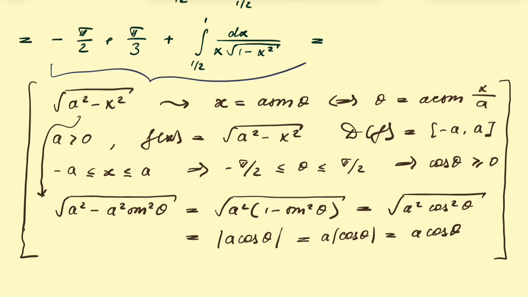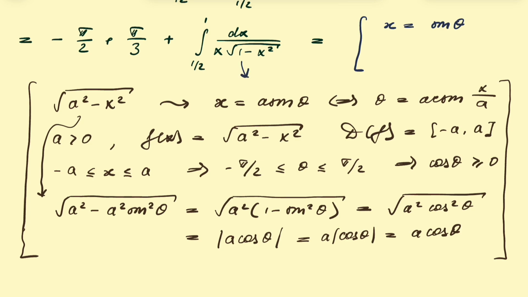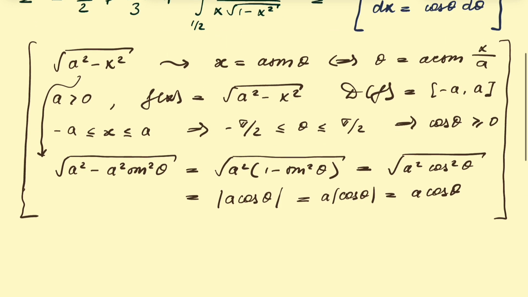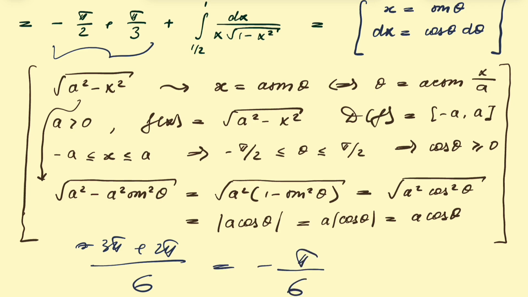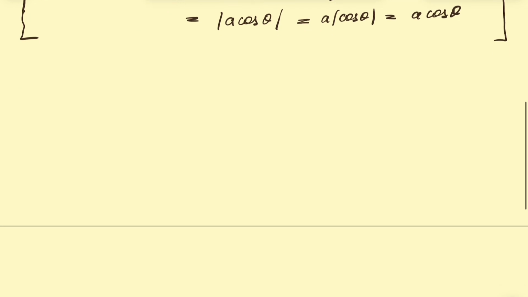Now, going back to our problem, I have some little space here and I'll use it to write our substitution. We have x equal to sine of theta, because instead of a we have 1, and then dx will be cosine of theta d theta, right? So putting this into our integral, first let's compute this value. It's minus 3 pi plus 2 pi over 6. It's minus pi over 6, right? We have then minus pi over 6.